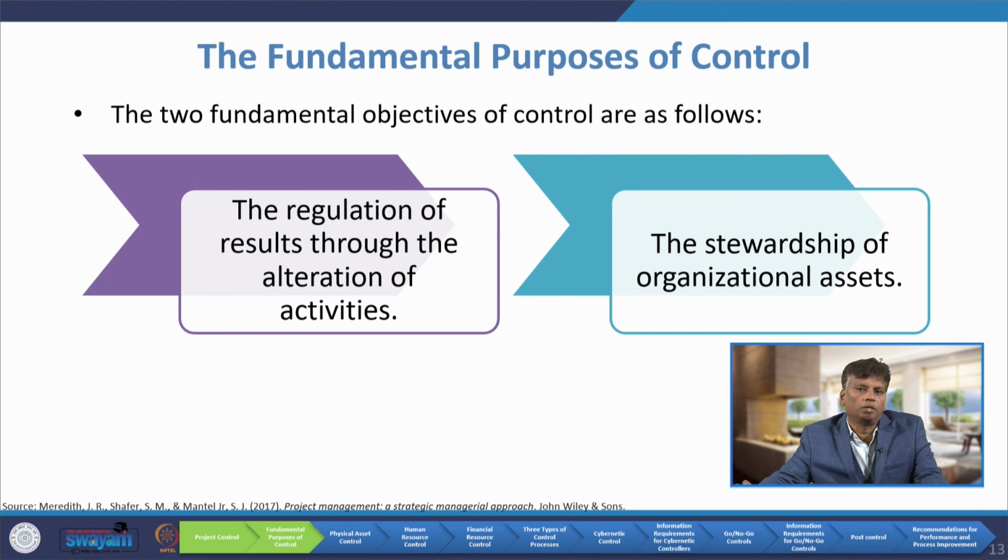Now, the fundamental purpose of control. The two fundamental objectives of control are as follows. One is the regulation of results through alteration of activities. If there is a deviation, then we can go for controlling. In controlling, we regulate the result through alteration of activities. The other is the stewardship of organizational assets. You have the responsibility to own our organizational assets, so that you appropriately use the resources.